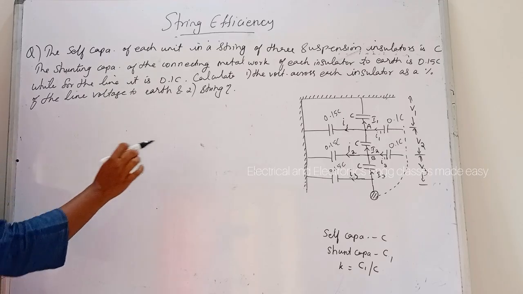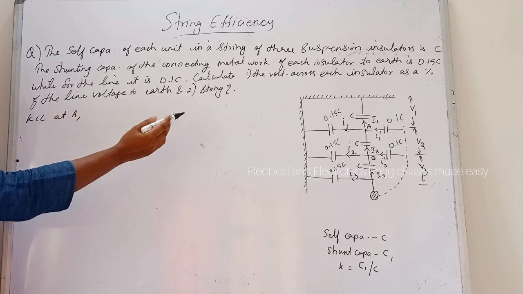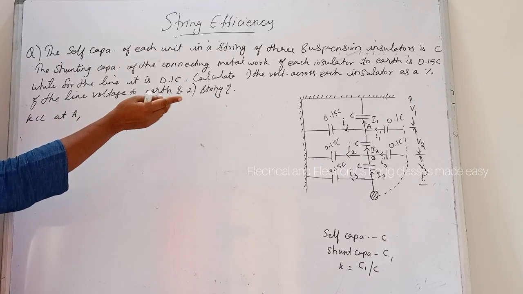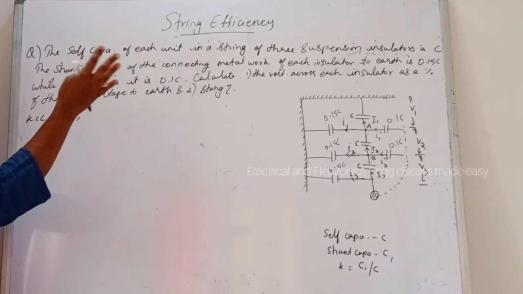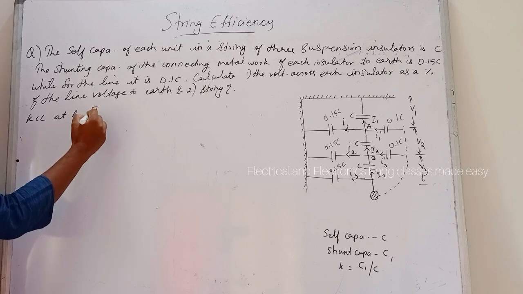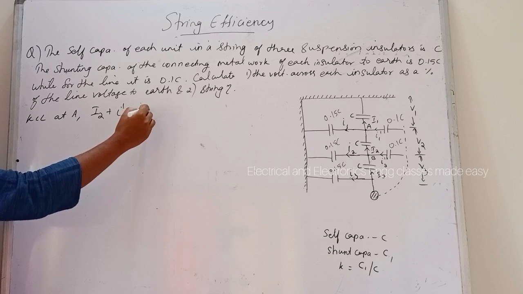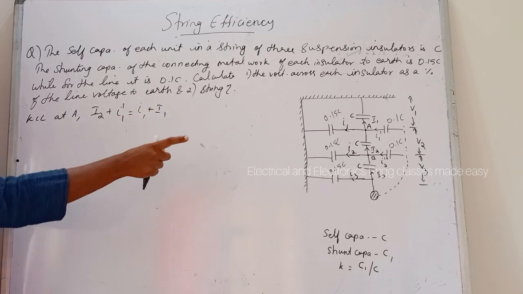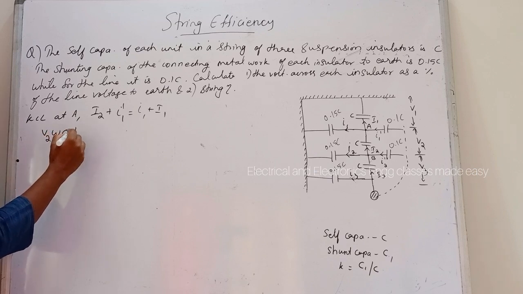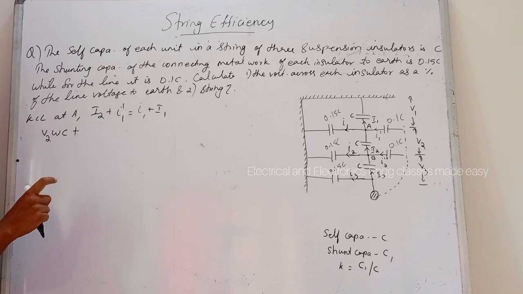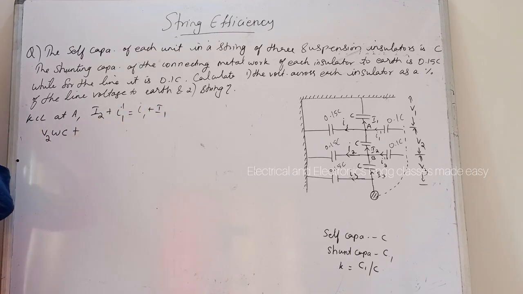Now we can apply the KCL at junction A. So KCL at junction A, then what will happen? I2 and i1 dash are flowing towards the junction and small i1 and capital I1 are flowing away from the junction. So we can write I2 plus i1 dash is equal to small i1 plus capital I1. Then what is I2? I2 is V2 into omega C. Then plus, what is i1 dash? i1 dash is equal to voltage into the reactance.